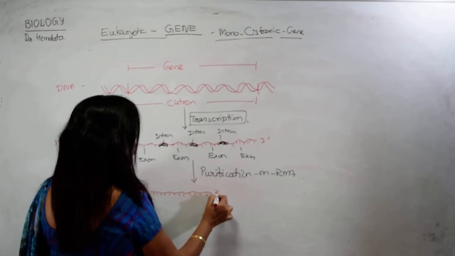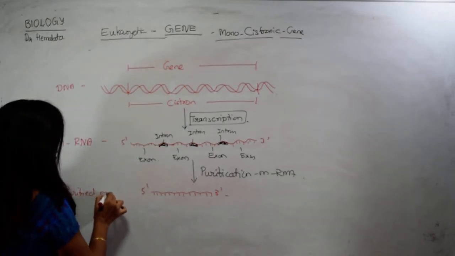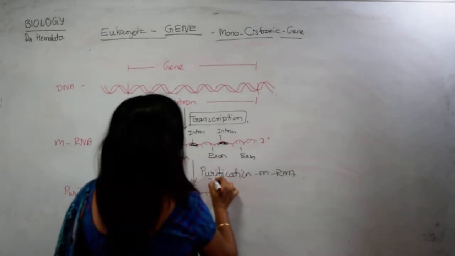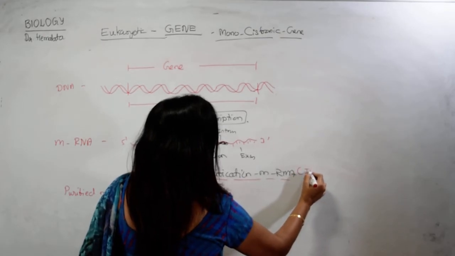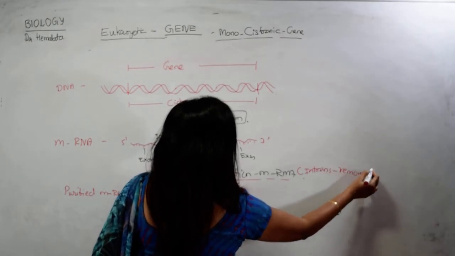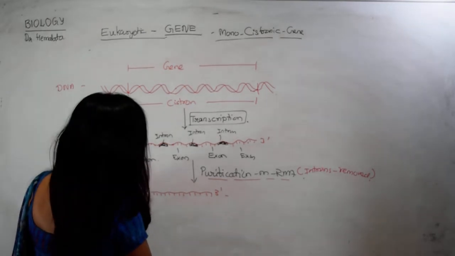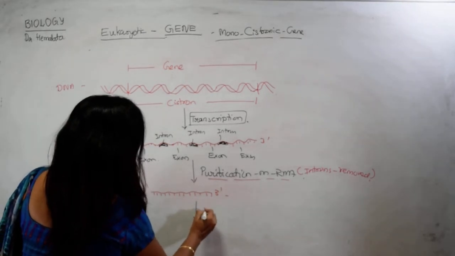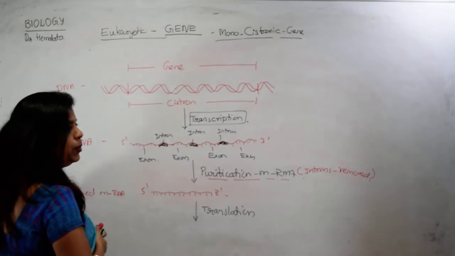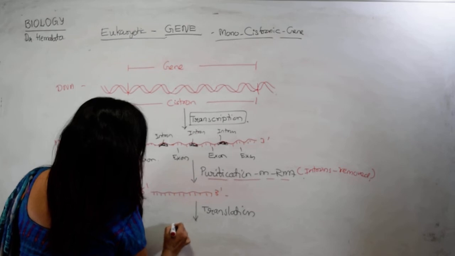This is 5' to 3'. It is the purified mRNA. What does purified mRNA not contain? It does not contain any non-coding sequences, because during purification of mRNA, the introns are cut and removed. Introns are removed, only exons are present, and they are getting joined. Now, after purification, there will be translation. On translation, it is going to form a single protein only, because it is a monocistronic gene.